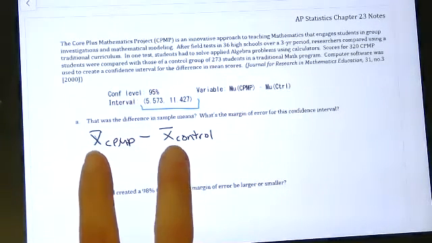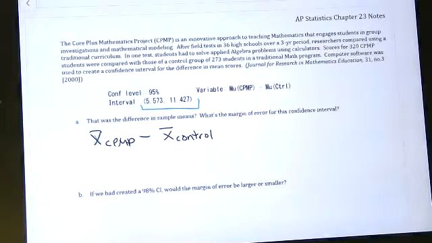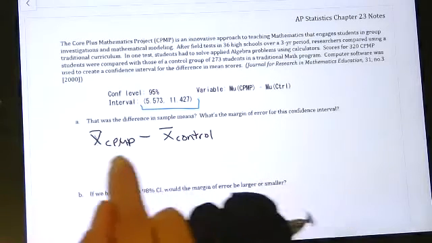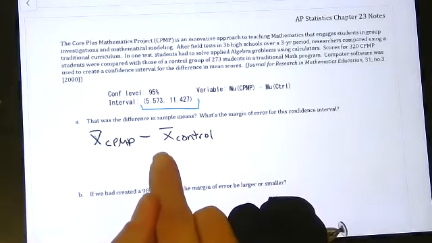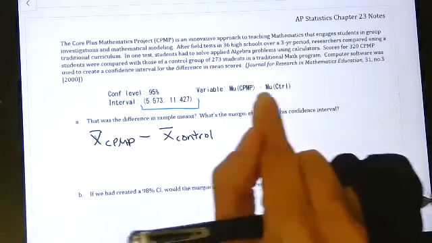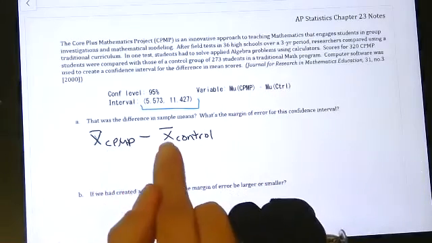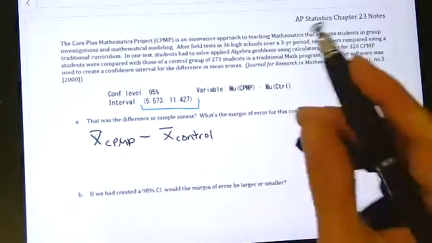Where is this located in the interval? It's exactly in the middle. So this is asking basically what was the point estimate? We're trying to estimate the difference in these two means. So the difference in the means and the samples would be our point estimate.